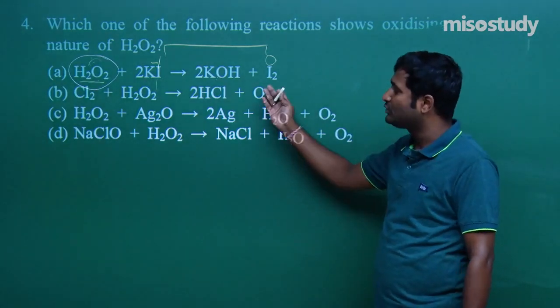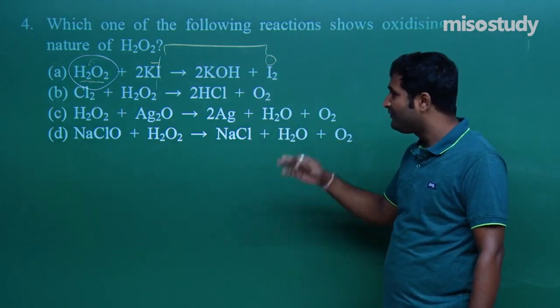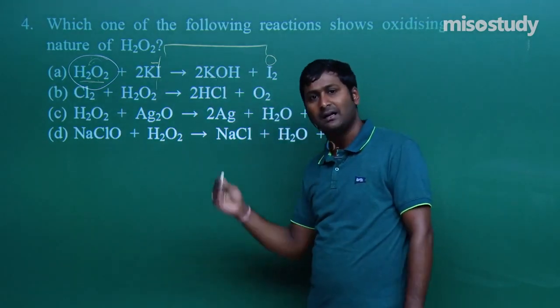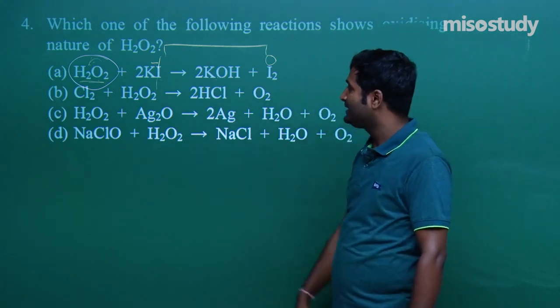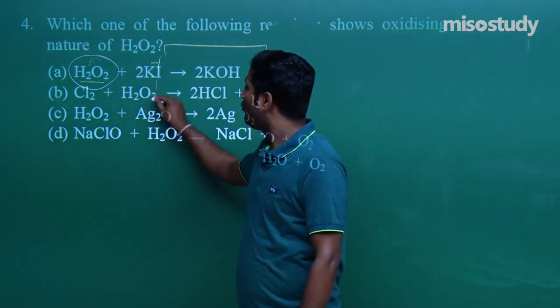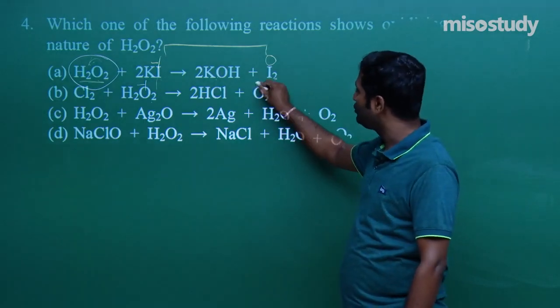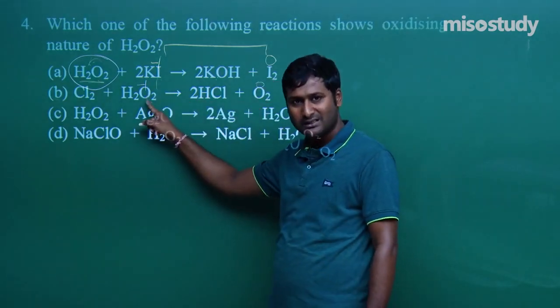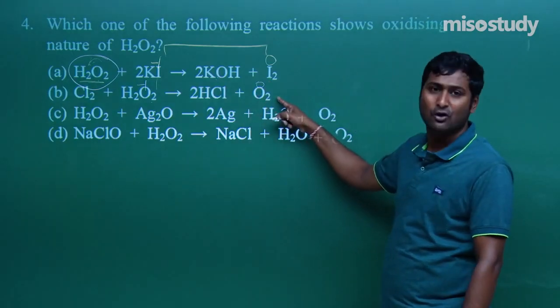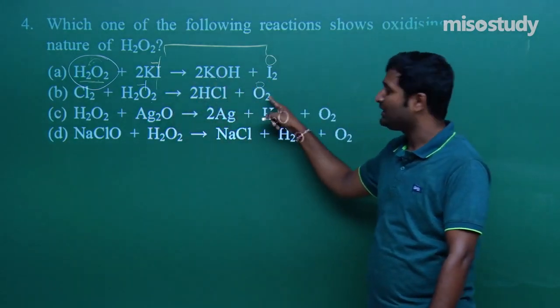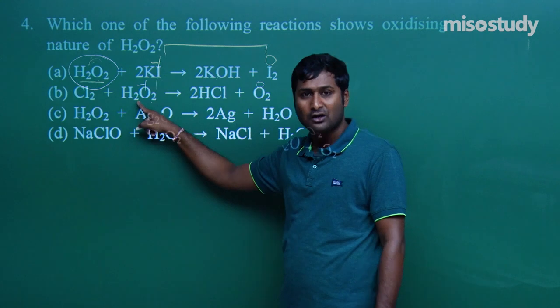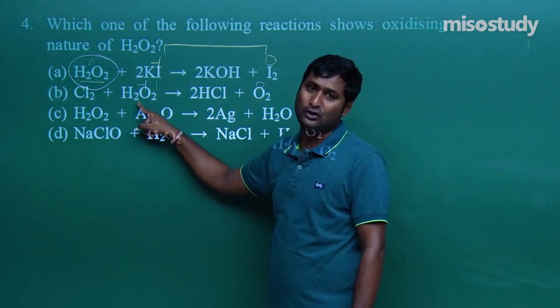So we do not need to check B, C and D. If you check B, C and D, that doesn't matter, you can easily check. Look at this case, here O2 is in -1 oxidation state, but here oxygen is in 0 oxidation state. Increment in oxidation state, so it is not an oxidizing agent, it is a reducing agent.